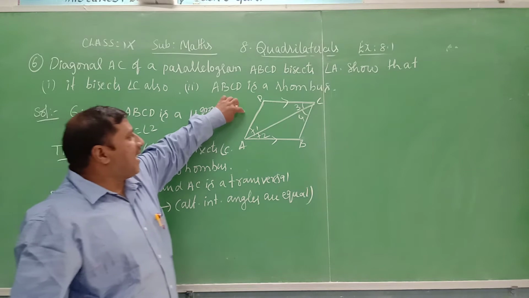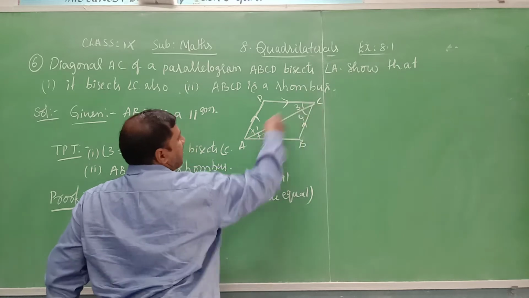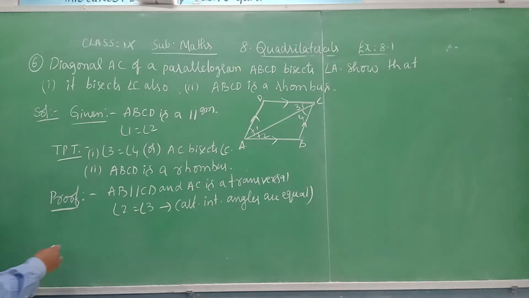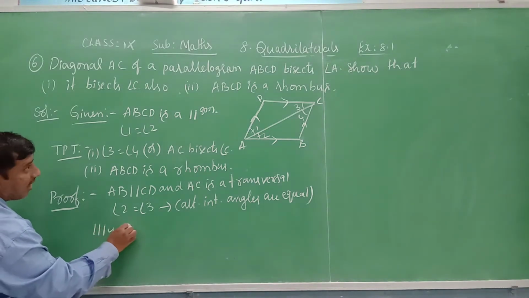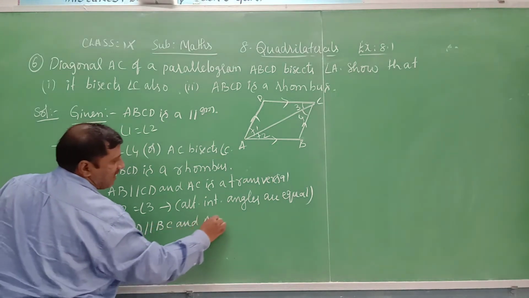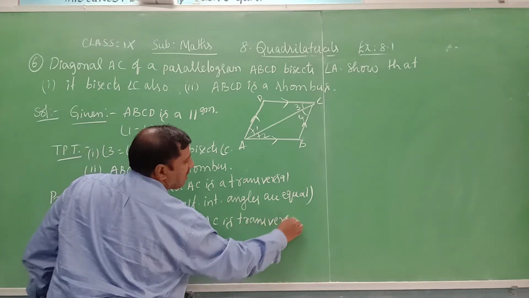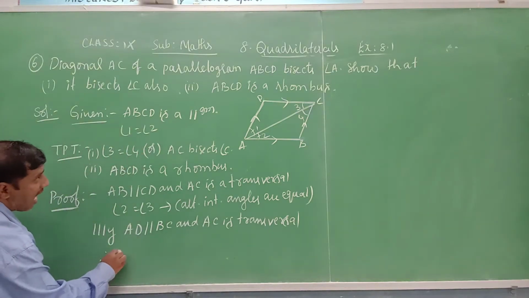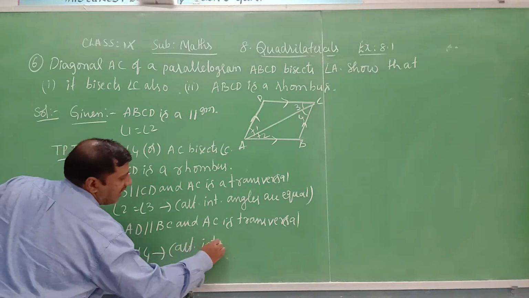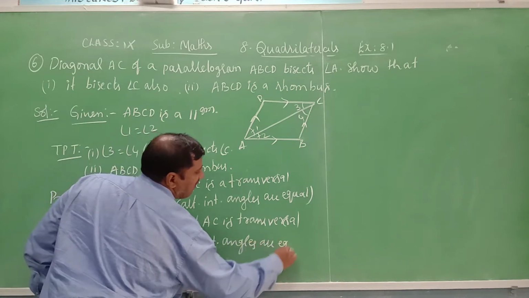Similarly, AD is parallel to BC and AC is the transversal. Therefore, angle 1 is equal to angle 4, again because alternate interior angles are equal.